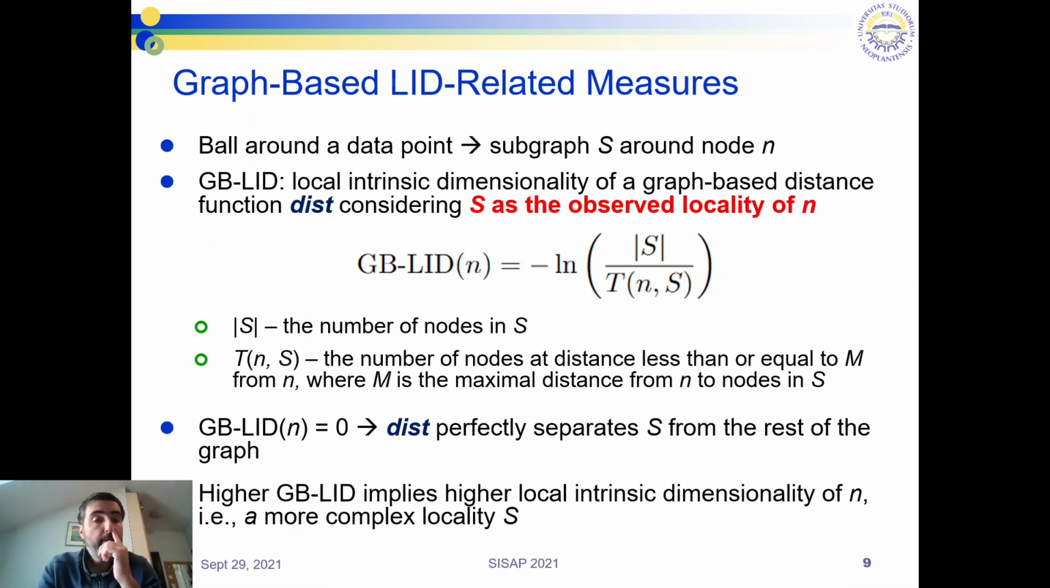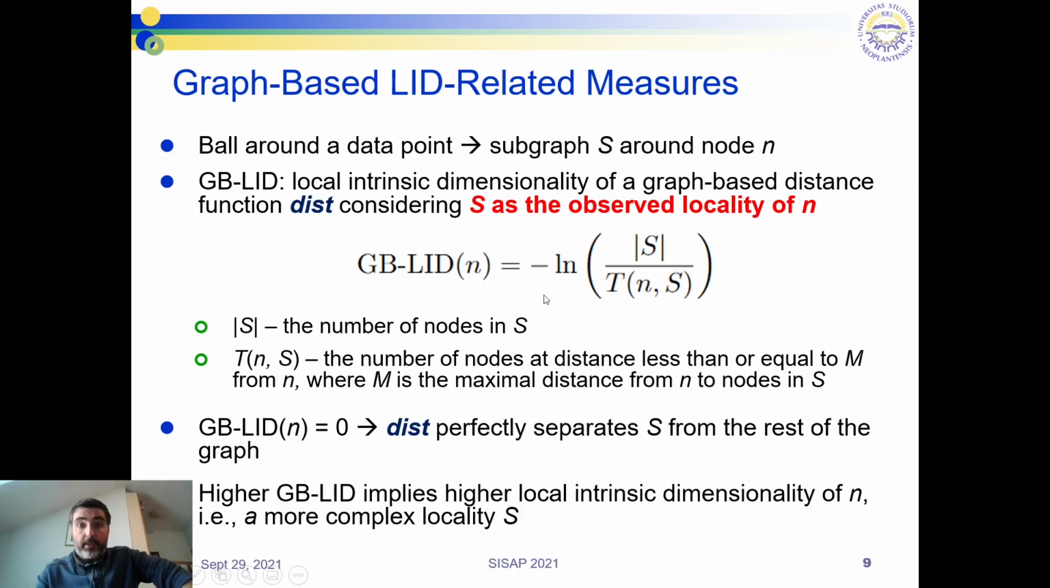But first, we introduce a more general framework for graph-based LID-related measures. Whereas in Euclidean space or distance space, we have a ball around the data point, here we observe a subgraph S around node N, where S can be any subgraph containing node N. So we abstract that away first. And also we abstract away the distance. So we'll just call it dist.